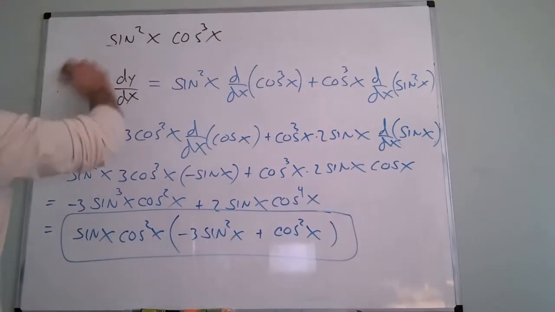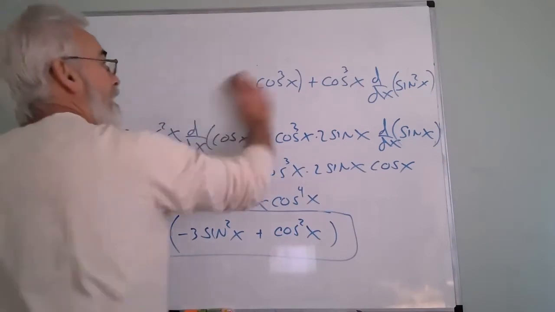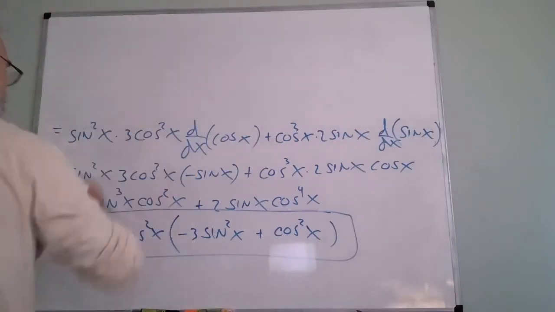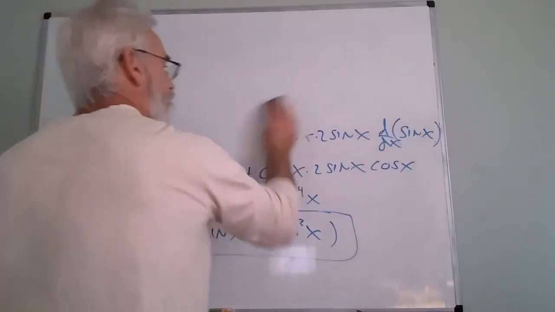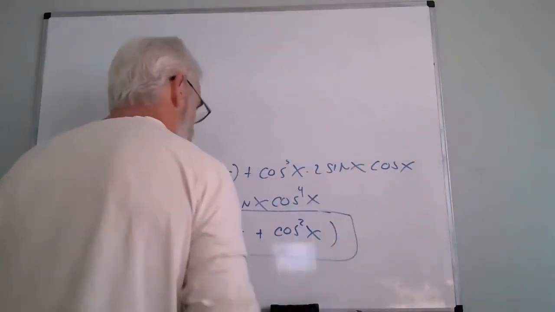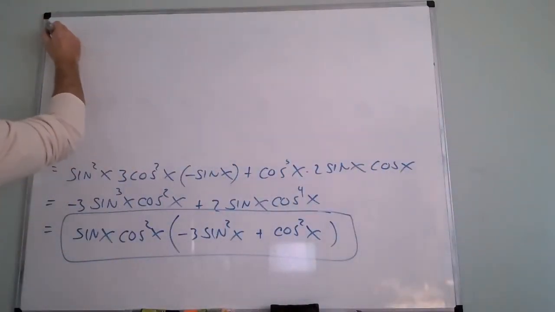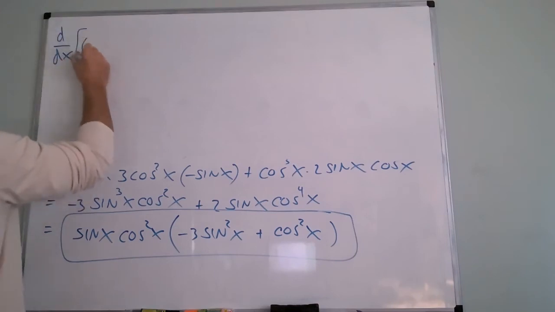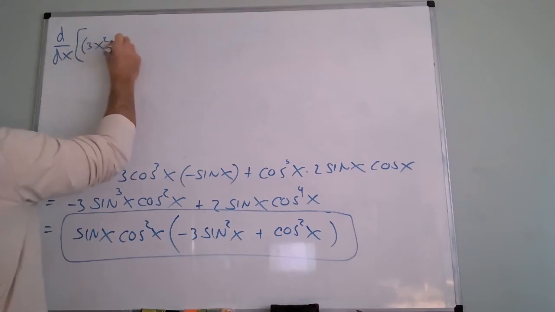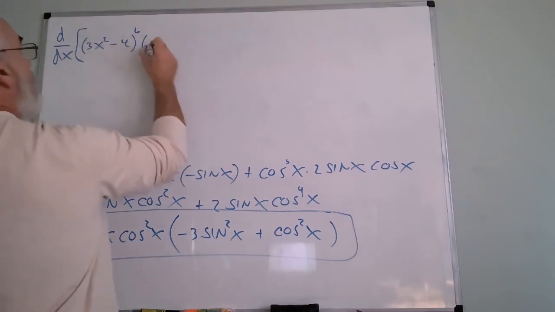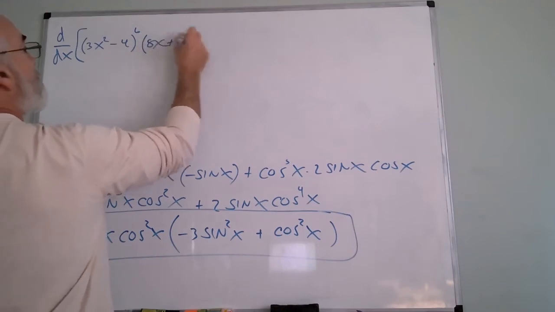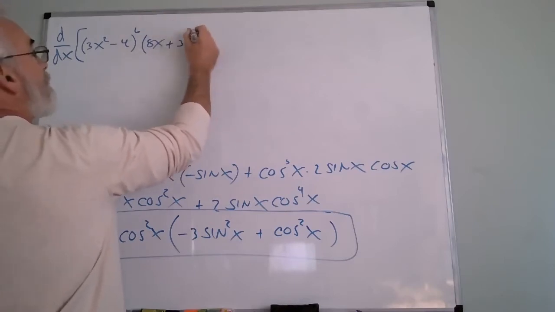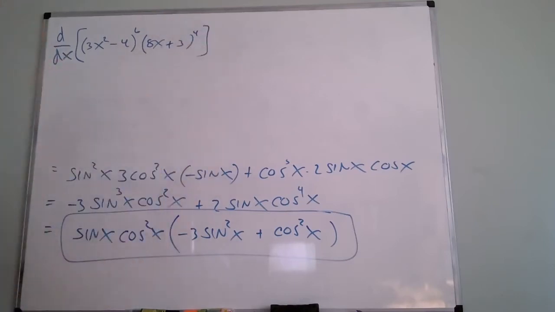What happens in general when you have to use a product or a quotient rule and you have a chain rule going on at the same time? All right. Let me erase some of this. So what if, I'll just write it like this. I want to take the derivative of (3x squared minus 4) to the 6th power and (8x plus 3) to the 4th power. All right. I want to take the derivative.